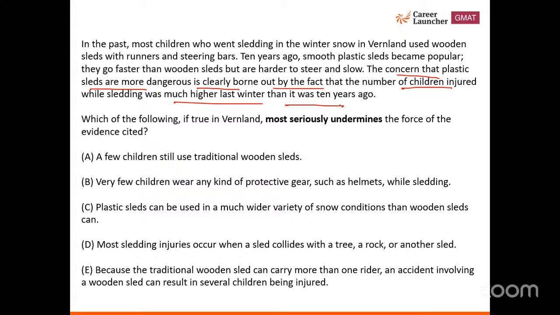So if you have to weaken, by the way, right? If you have to simply weaken, you'll have to simply point out that it is not the case, right? You'll have to point out that plastic sleds are not more dangerous.